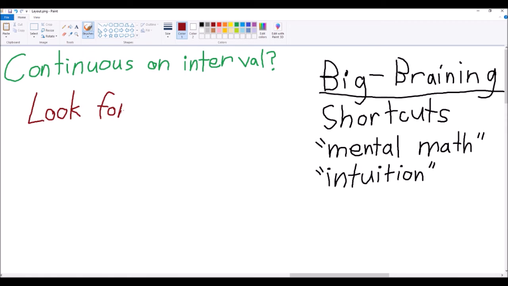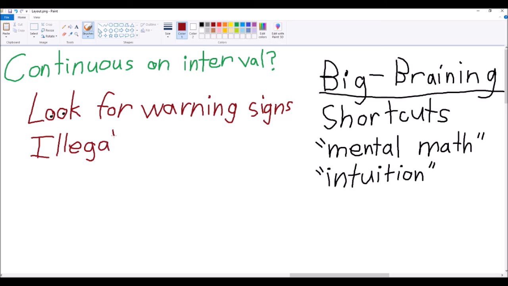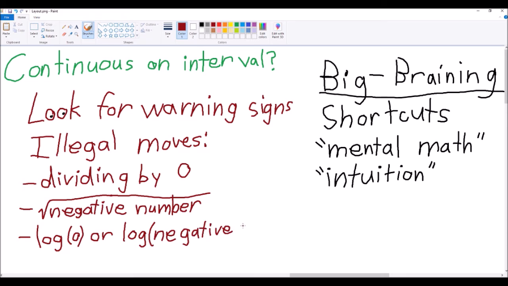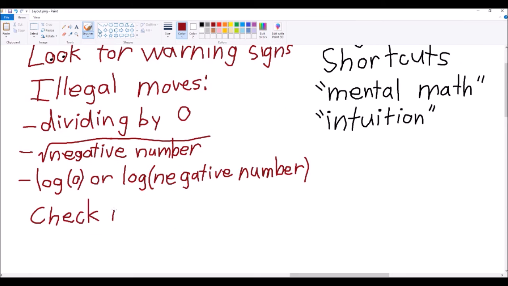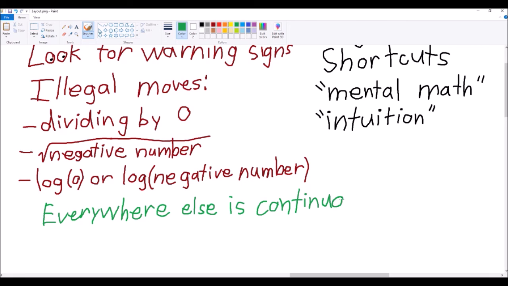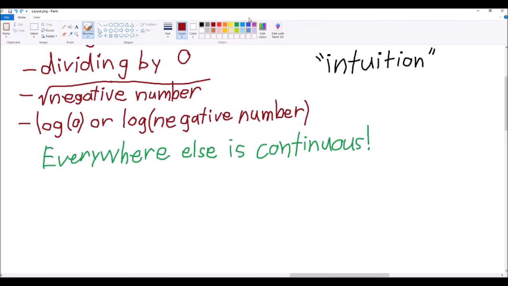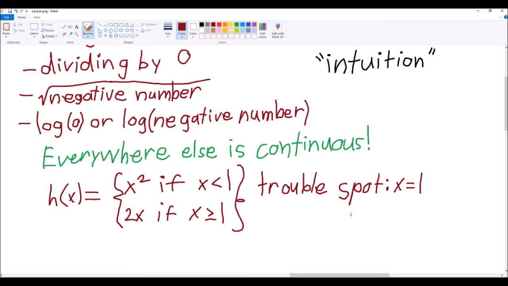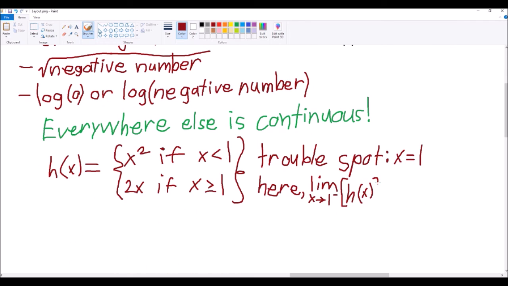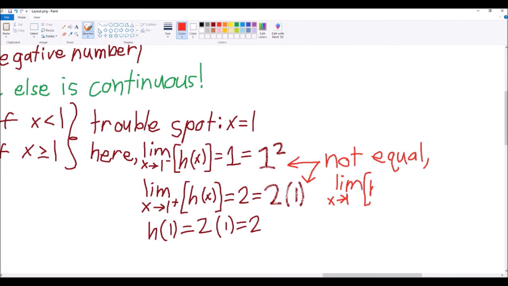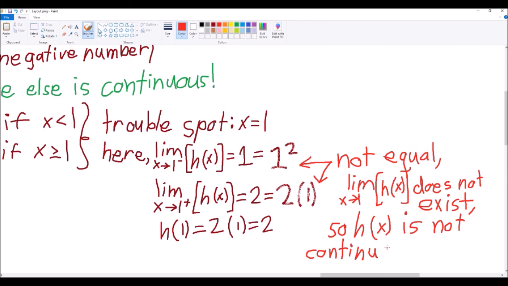First, look at warning signs of an unruly function. These include functions where it's possible to divide by 0, take the square root of a negative number, or take the log of a negative number, and also other illegal things. Now, if there are no trouble spots like this, we can assume that the function is continuous everywhere, from negative infinity to infinity. And other warning signs are most common in multi-piece functions, like g of x here. And the warning is the intersection of the different pieces. So once those warning signs are found, you can just do the continuity test on those warning signs and assume it's good for the rest of the function.